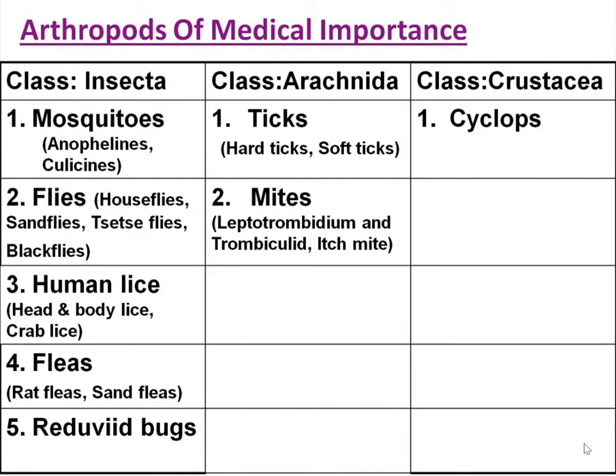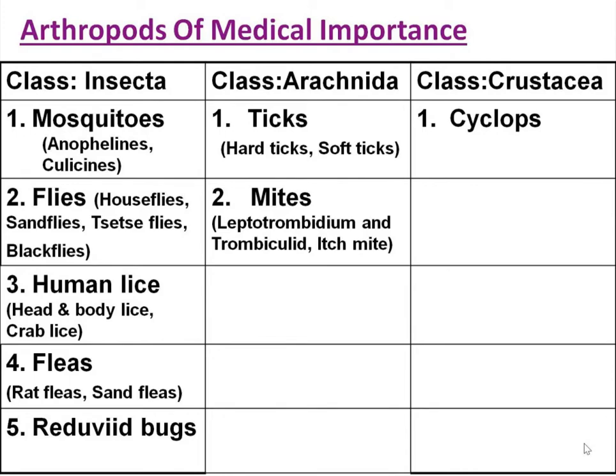First is Insecta, then Arachnida, then Crustacea. So the class Insecta: what are the arthropods which come under class Insecta? One is mosquitoes. Examples for mosquitoes are Anopheles, Culex, Aedes, or Mansonia mosquitoes. So these are all the various types of mosquitoes.